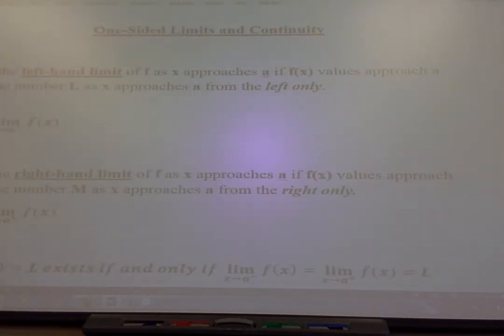Okay. L is the left-hand limit of f as x approaches a, if f of x values approach a unique number L as x approaches a from the left side only. The only difference in notation, and I've written it here, is instead of x approaching a, it's x approaches a with a little minus in the exponent position, which means from the left side only, from the left.